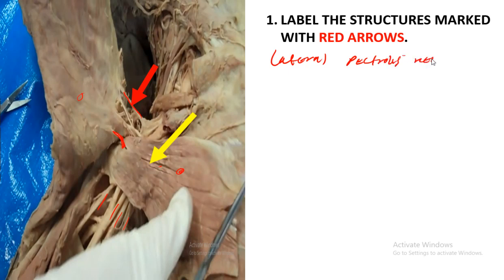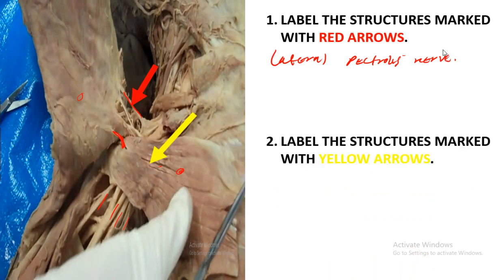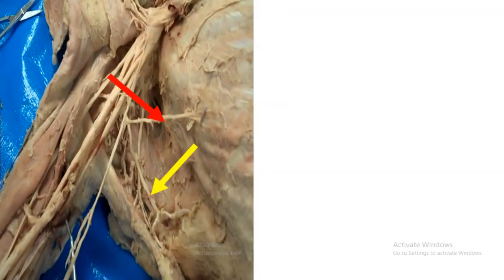So we have the lateral pectoralis nerve. Okay, then we have the next question, which is label the structure marked with yellow, which is just the pectoralis minor muscle, and this muscle has been pierced by the what? Medial pectoralis nerve. Let's quickly move on and look at the next structure.